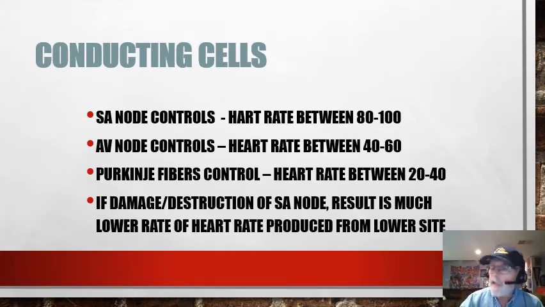If it turns out that the AV node itself is not working, then I have to rely upon Purkinje fibers, and those Purkinje fibers basically are going to have a rate between 20 and 40, which is a rate that is really too low to do a whole lot.